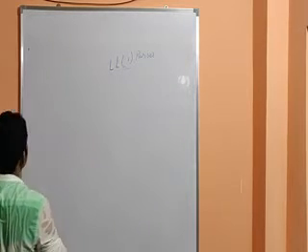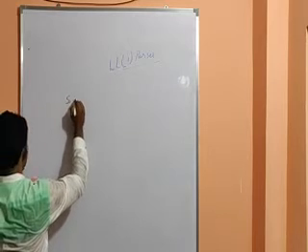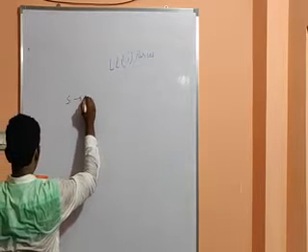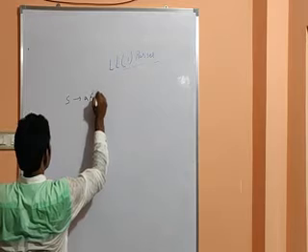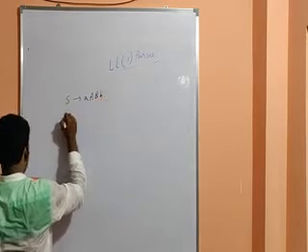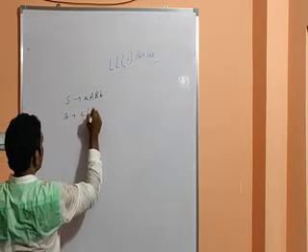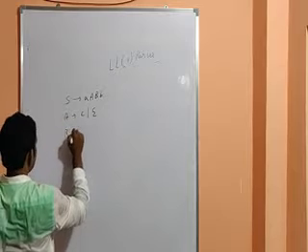So I will say a very small example. Capital S tends to small a, capital B, small b. And capital A tends to C or epsilon. Capital B tends to D or epsilon.